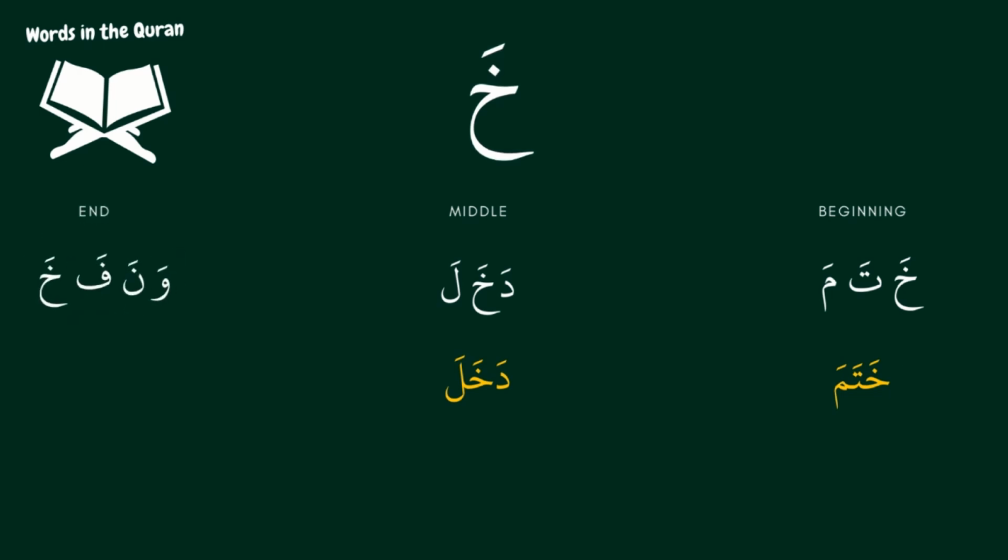At the end, ونفخ. So as you can see that Jim, Ha and Kha will look similar, except that Jim will have the dot below, Ha doesn't have any dot, and Kha will have a dot on top. But as it's joined, it will just cut off the bottom part, except that at the end.